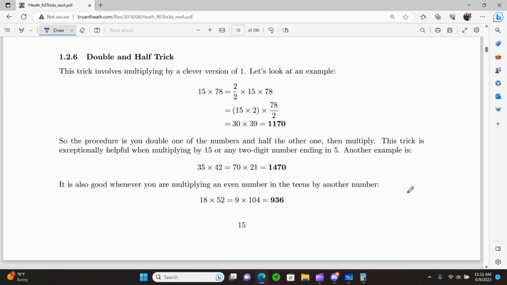Today's topic is going to be 1.26, which is the double and half trick. With that being said, let's go ahead and get started. Today's lesson is going to be very quick. Today we're going to not use a whiteboard and jump straight into Bryant Heath's problem set 1.26.